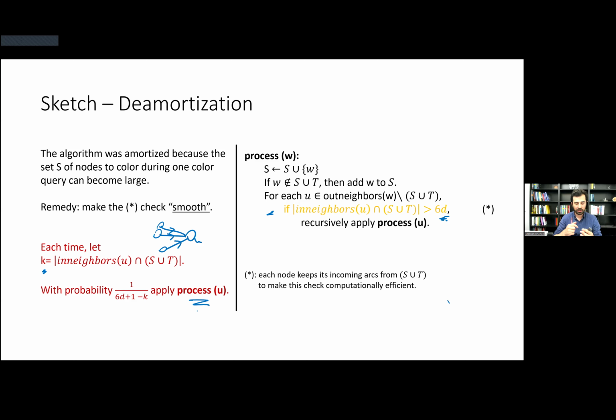If you think about it, for a given vertex, the very first time that I come to it, I invoke the recursion with a very small probability, roughly 1/6d. Next time, 1/(6d-1), next time 1/(6d-2), and so on.